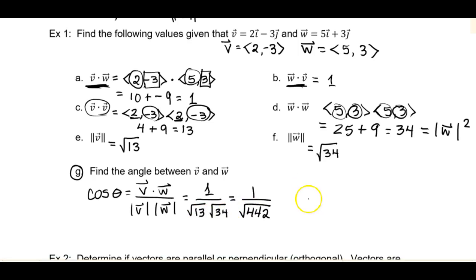Alright, so in our calculator, the last thing we need to do is make sure we are in degree mode, and then take the inverse cosine of our fraction, 1 over the square root of 442.